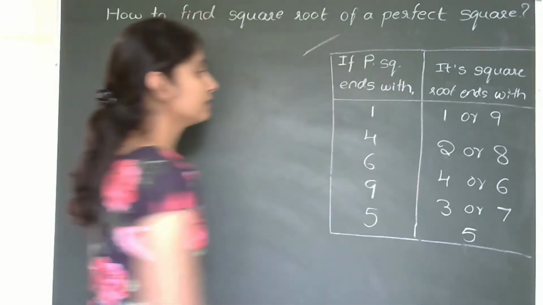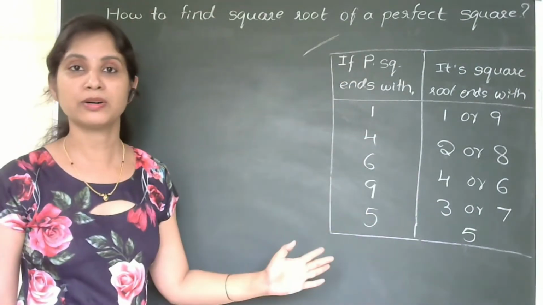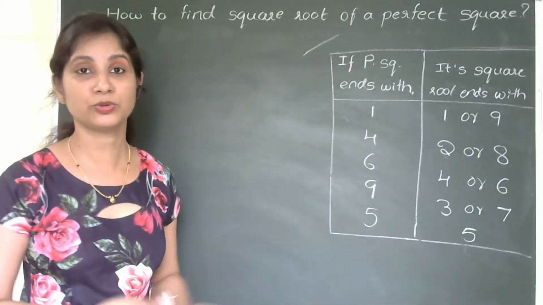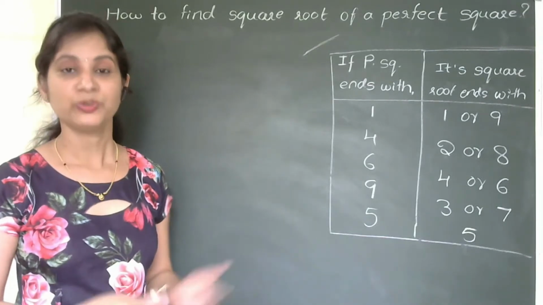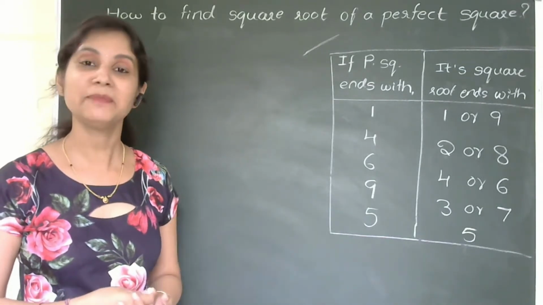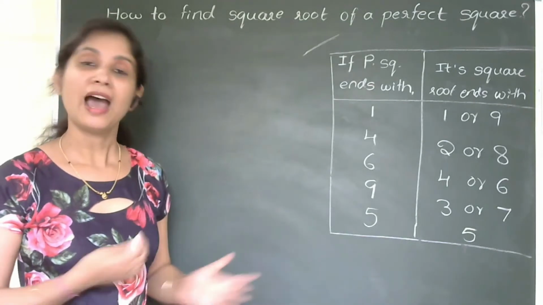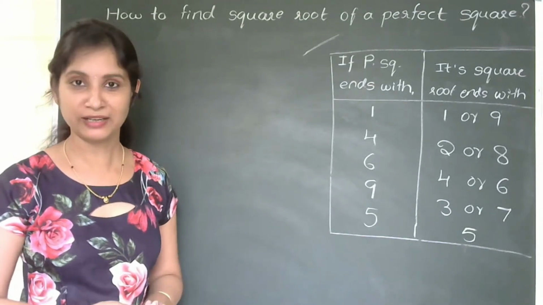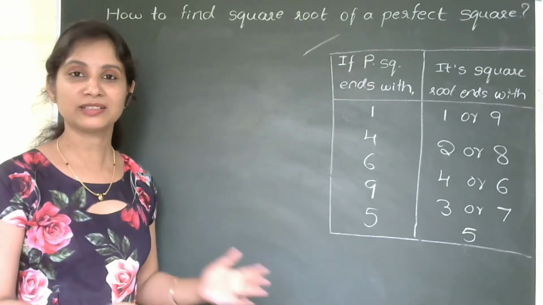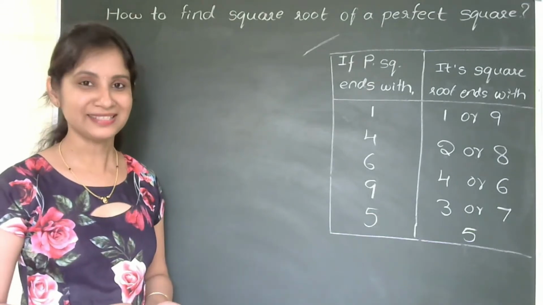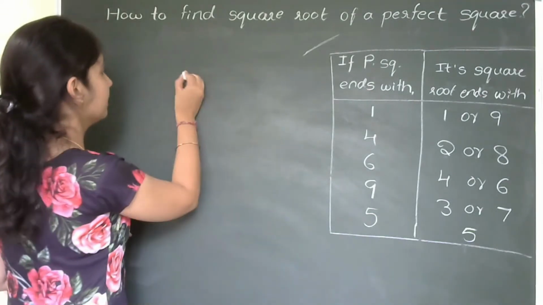So only these things you will remember. Please remember this and try to use it for a few numbers, and you will get to know how to do this. Very quickly you will solve. You will find the square root of any perfect number. Now I am going to take a 4-digit perfect number and we will find the square root of that number.